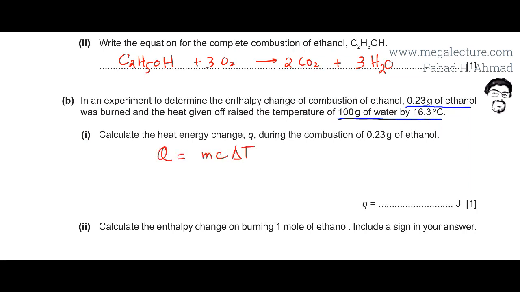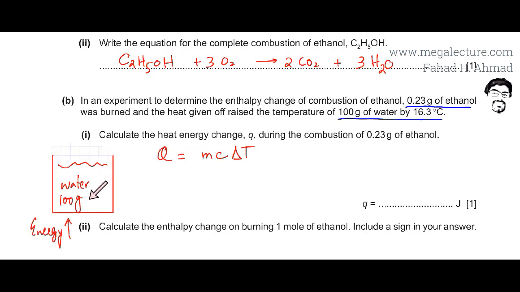So I'm going to use the formula Q is equal to mcΔT to figure out the energy change. I have 100 grams of water, that's the mass of water. This 100 grams of water is absorbing all the energy that is produced when ethanol is burned. So all the energy from ethanol combustion is absorbed by this 100 grams of water, and I'm going to figure out what amount of energy it absorbs.